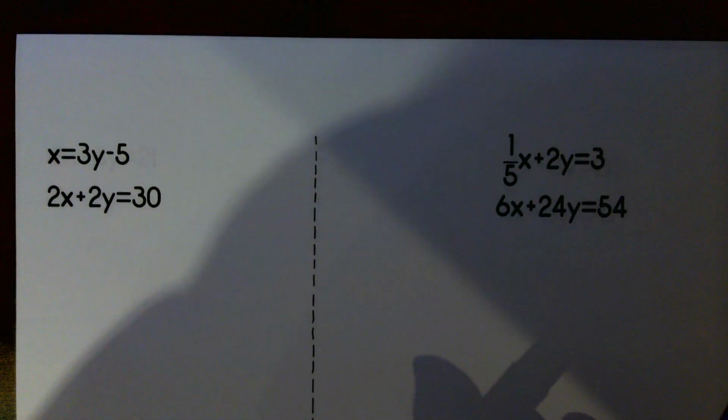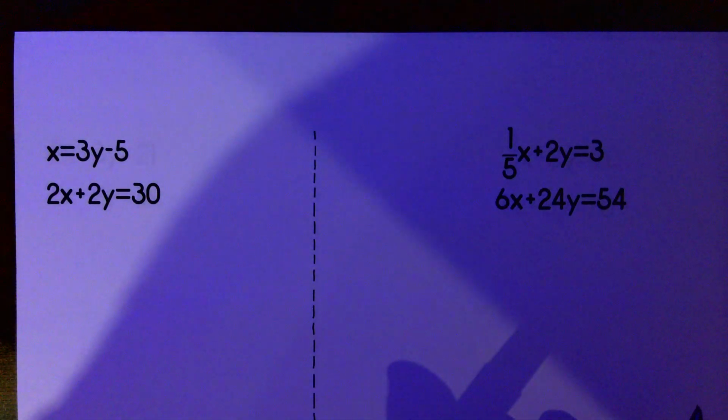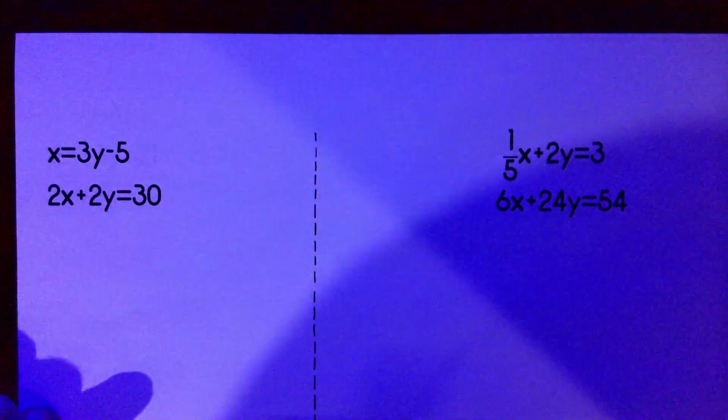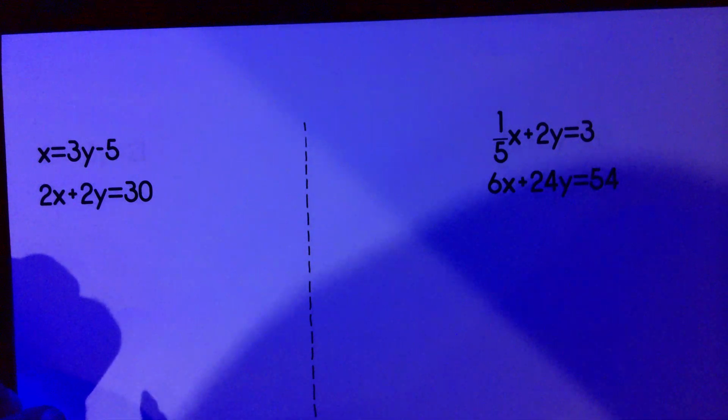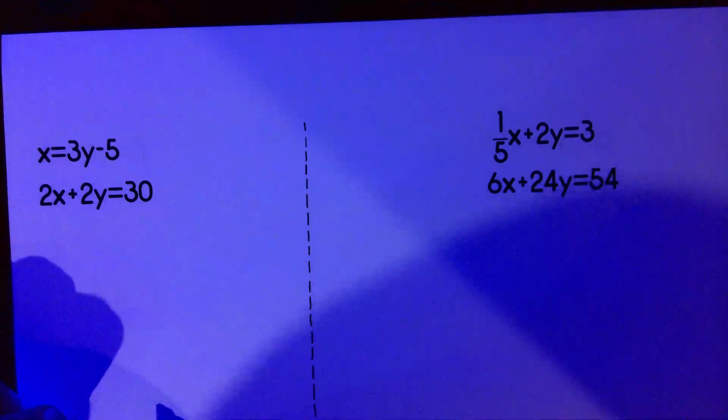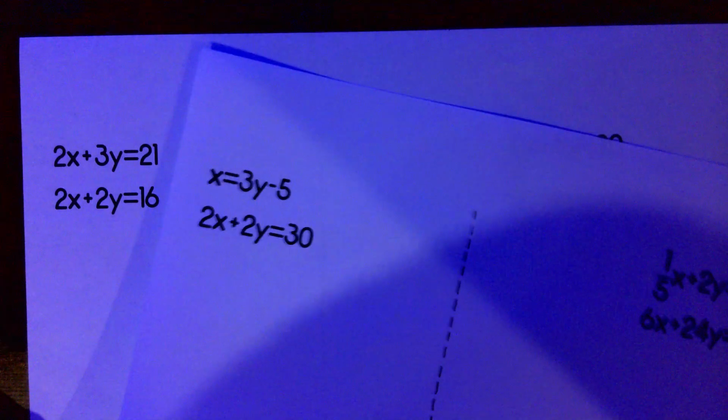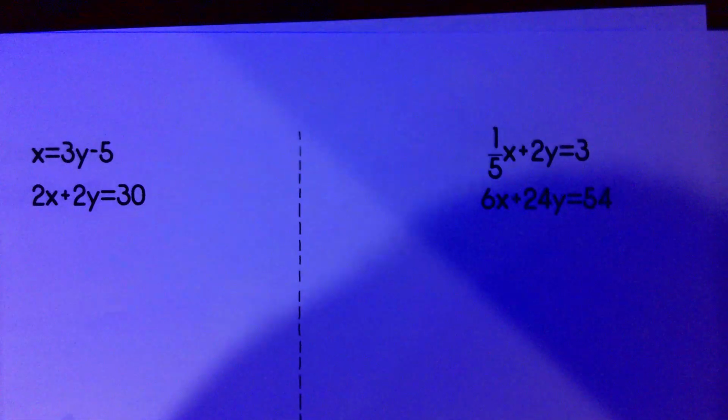Okay, so I have here two examples of systems. On the left side is one way to solve it. On the other side is another way, and we want to solve this with either substitution or elimination. So we're actually going to solve this first one with substitution. Alright, so let's do that.